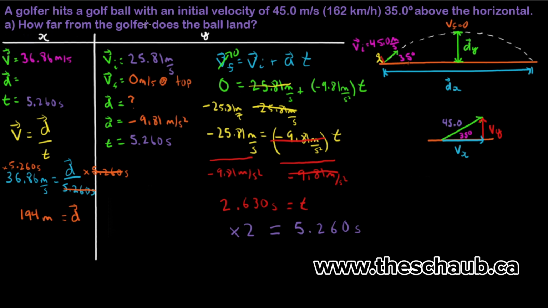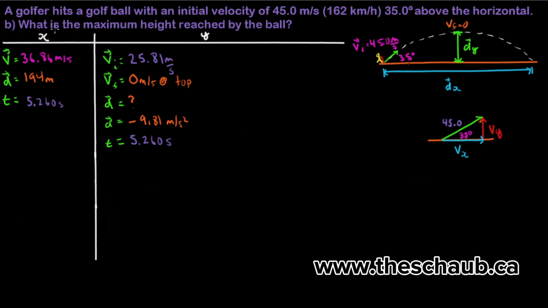So how far from the golfer does the ball land? It lands 194 meters from the golfer, our value here of dx. We can add it to our variables just so we have it. So 194 meters. And now we're ready to move to part B. Part B asks, what is the maximum height reached by the ball? This is our dy term here, and we can really just leave the setup the same.